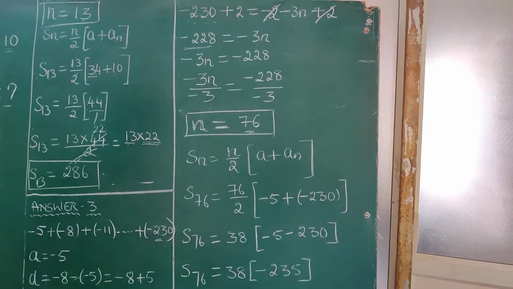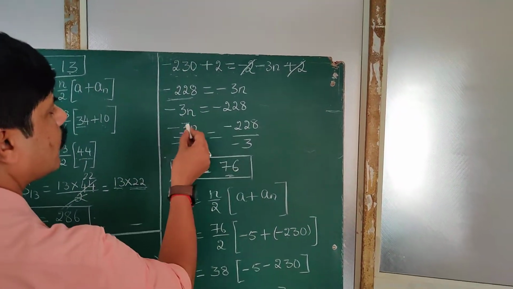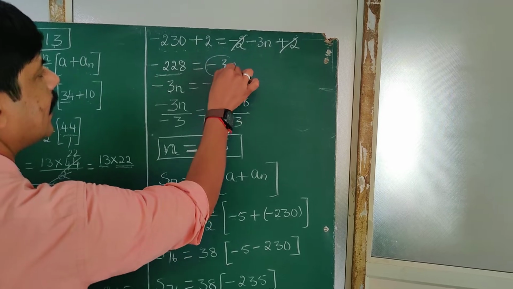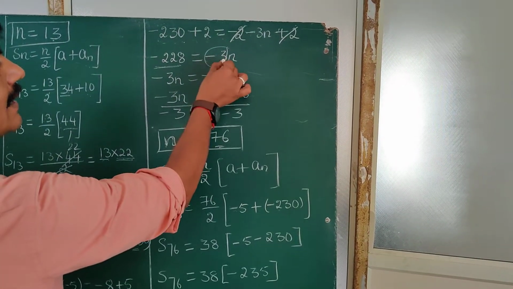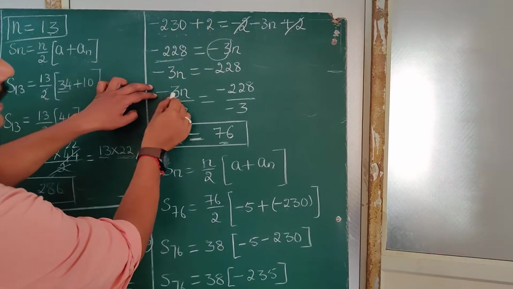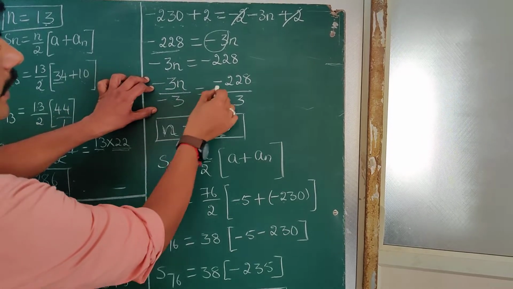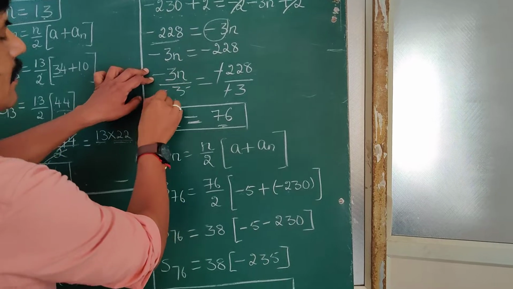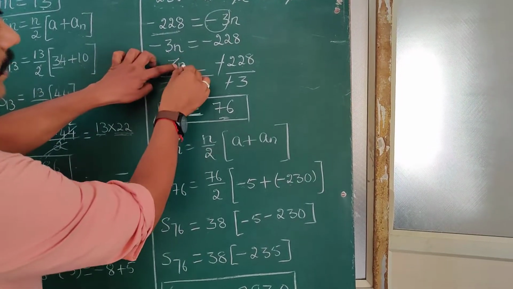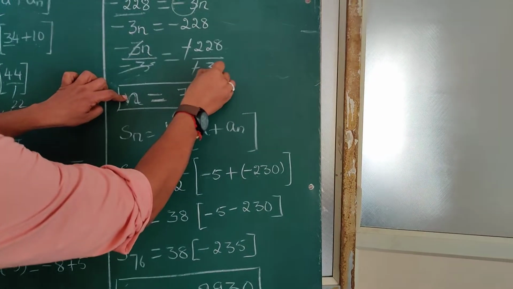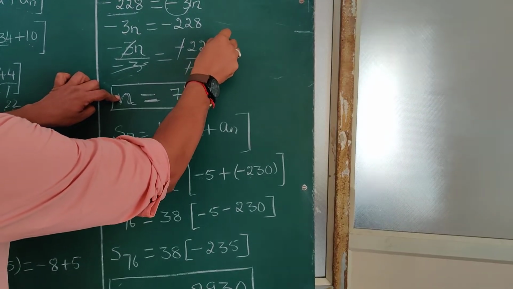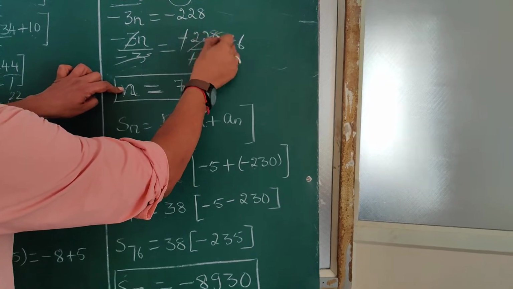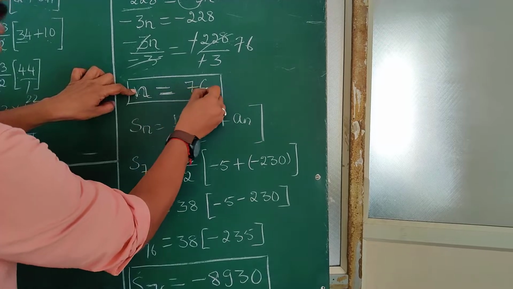Now minus 3n we don't want, we only want n. Therefore, divide both sides by minus 3. Minus 3n by minus 3 is equal to minus 228 by minus 3. Minus minus gets cancelled. Minus 3 gets cancelled. Remaining is n. 3 76 times becomes 228. Therefore, n is equal to 76.